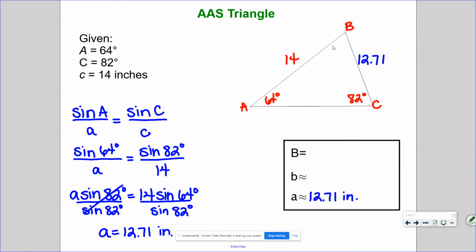All right, so let's go actually with angle B next. Now, angle B is not real complicated, is it? Because you could just use the fact that all the angles in a triangle add up to 180. So you could just do 180 minus 64 minus 82. And that would give you your angle measurement that you're missing. So that's going to be 34.